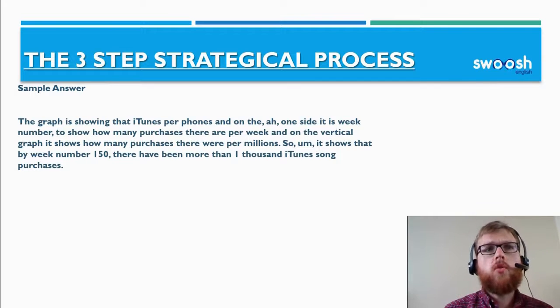The graph is showing that iTunes per phones, and on the one side is a week number to show how many purchases there are per week, and on the vertical graph it shows how many purchases there were per million. So it shows that by week 150 there have been more than 1,000 iTunes songs purchases.